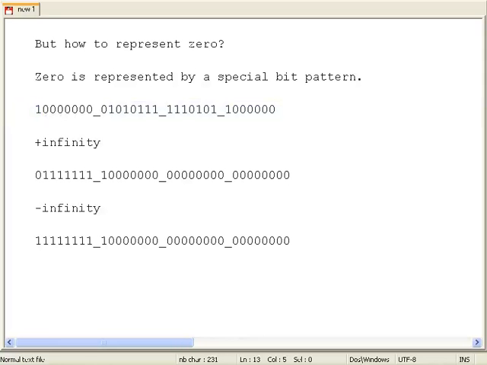Now in fact there are a few other special values in the IEEE standard, and 2 of these are positive infinity and negative infinity. Infinity is indicated by all 1s in the exponent bits and then all 0s in the mantissa bits. Positive infinity starts with a 0 in the sign bit, and negative infinity has a 1 in the sign bit.